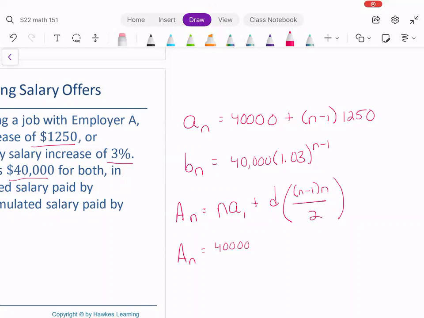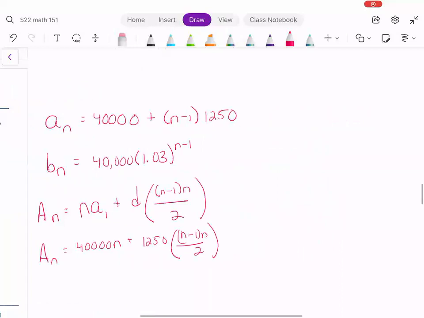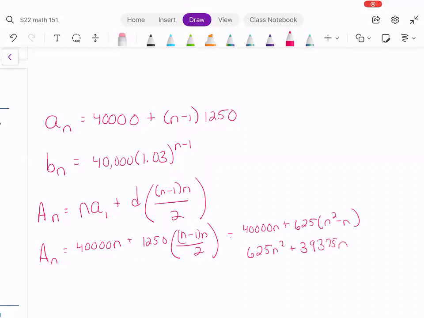And so to calculate this, A sub n is going to equal 40,000 times n plus the common difference of 1,250 times n minus 1 times n over 2, which we can simplify to 40,000 n plus 625 times n squared minus n, or we can simplify it even further to 625 n squared plus 39,375 n for the first employer, given that it's an arithmetic sequence.